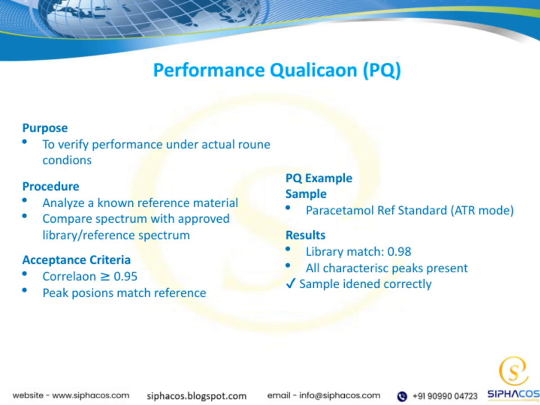When it comes to acceptance criteria, we're looking for a correlation coefficient of 0.95 or higher. That indicates a very strong match between the sample spectrum and the reference. Additionally, the peak positions should match those in the reference spectrum, confirming the identity of the sample. All of these points, library matching, peak presence, correlation, and peak alignment, are crucial to ensuring that our analytical process is performing correctly and consistently.